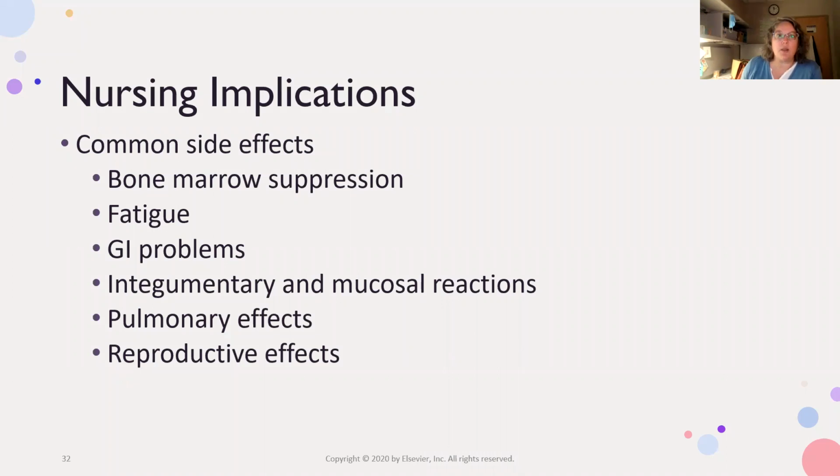just made. So there are really common side effects associated with oncology treatment. Bone marrow suppression, which I talked about. Because these people are getting a lot of different therapies that are really hard on the body, they're going to be tired. It takes a lot to go through cancer treatment. Chemotherapy and other therapies can create GI problems. There's integumentary and mucosal reactions. There can be pulmonary effects, so our heart, lungs, and then there's reproductive effects as well.